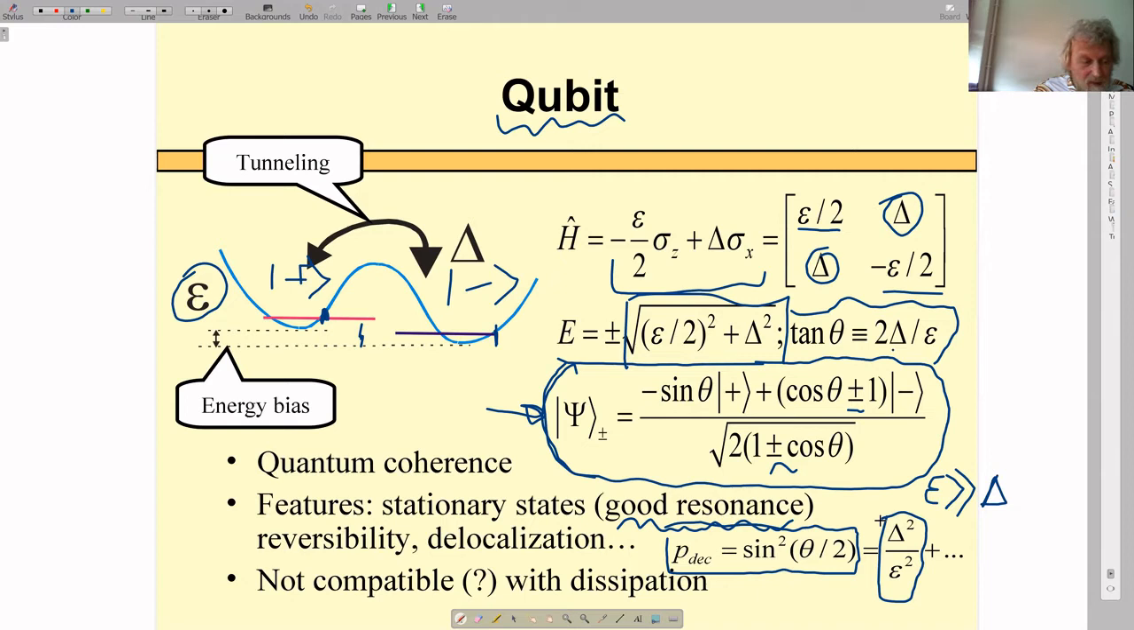Right, the question. So what do you mean with stationary states at good resonance? There is no "at" here. Any Hamiltonian has stationary states. What does it mean in quantum mechanics? It means energy levels.